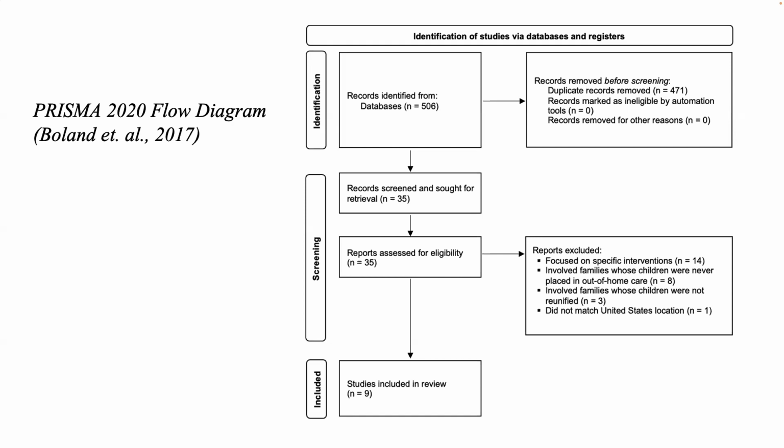The reasons for elimination: 14 of them were eliminated because they focused on specific interventions, which is one of my exclusion criteria. 8 of the studies compared children in foster care to children who were never placed in foster care. And one of my inclusion criteria was that the studies only focus on children in foster care. 3 studies focused on children who never experienced reunification, and 1 study took place out of the United States. So this left me with 9 studies to include in my systematic literature review.